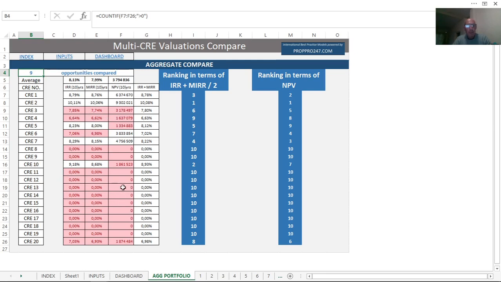These are obviously null, so they are below average. And these in the white are above or equal to the average returns of the portfolio. And yeah, we just stack them up for you. We add the internal rate of return and modified internal rate of return. We divide it by 2, and we give you a ranking system so you know how they are performing against one another in each portfolio.